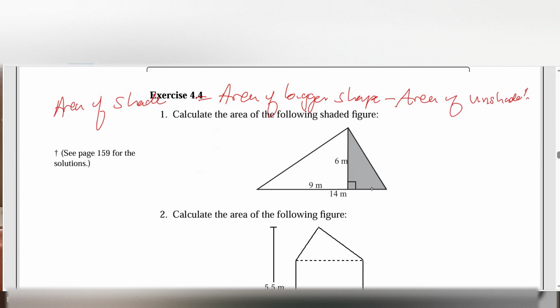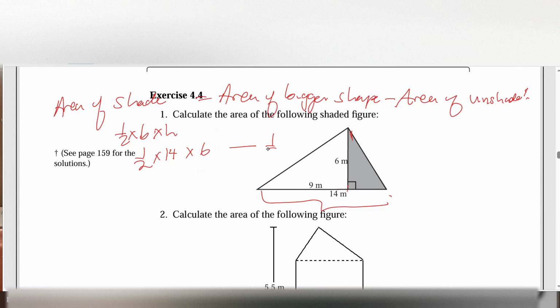So area of the entire figure minus the area of the unshaded. We are seeing that everything is a triangle here. For the bigger triangle, it's going to be a half times the base multiplied by the height. A half, my base is from here up to there, which is 14, multiplied by the height, which is 6.